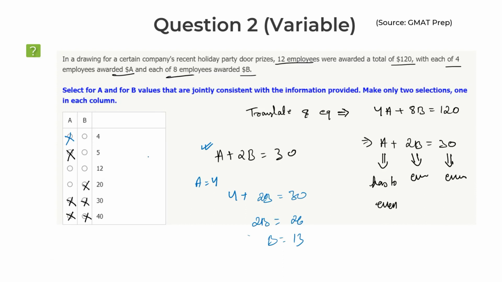Now let us check for a equals 12. If you do that, you will see that a equals 12 also doesn't fit. a equals 20 is the one that will fit. So let me just put that. When a equals 20, we get 20 plus 2b equals 30. The value of 2b that we get is 10, which gives us the value of b as 5. So the answer that we eventually get looks something like this. Let me remove all of these. So this is the answer, 20 comma 5.